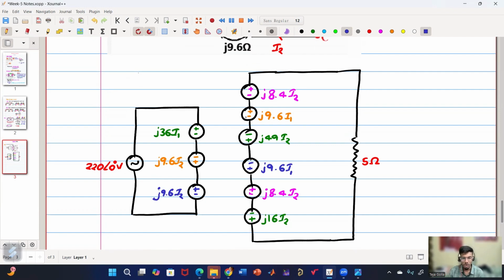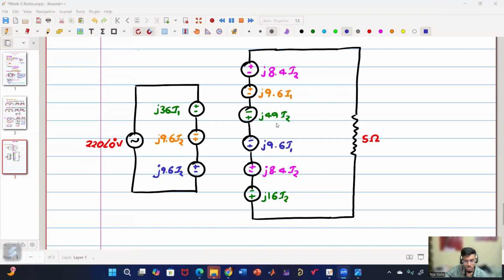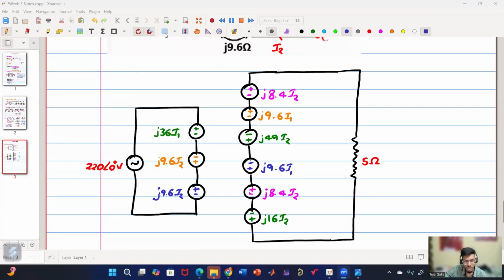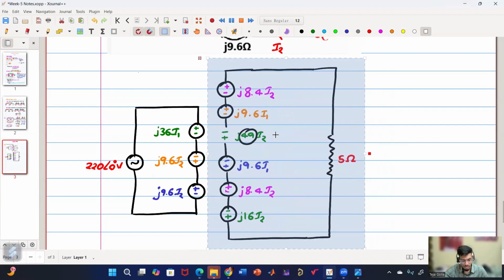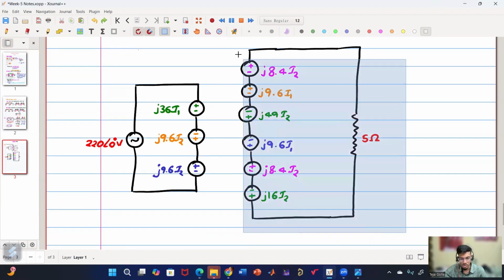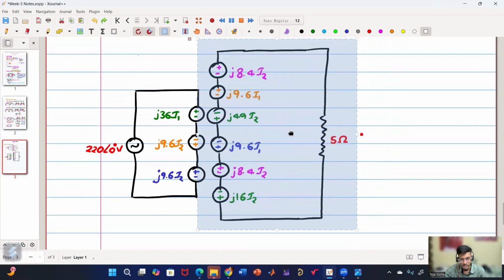So now that we have drawn, we have to apply KVL on the left side and KVL on the right side. Let me just slightly move so that we can write. What should we find in this question, sir? Okay, in this question, they have asked to find I1 and I2.